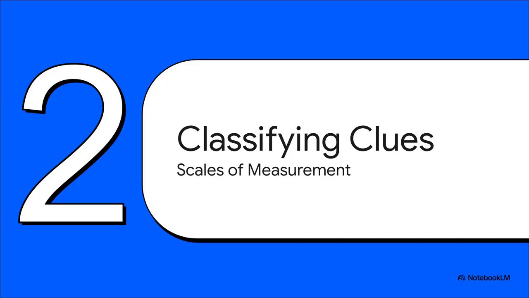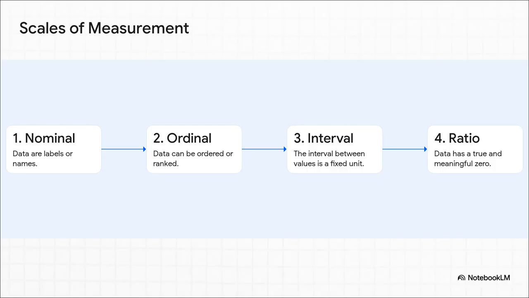Okay, great. We've organized our evidence, but any good detective knows that not all clues are created equal, right? Some clues are names, some are rankings, and some are really precise measurements. So our next job is to learn how to properly classify all the data we find. In statistics, we do this using 4 different scales of measurement. These are absolutely essential categories for our detective's toolkit. Understanding them is what tells us what we can do with our data, and, just as importantly, what we can't.